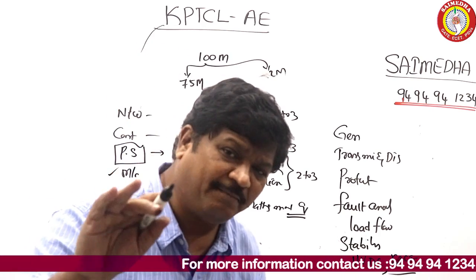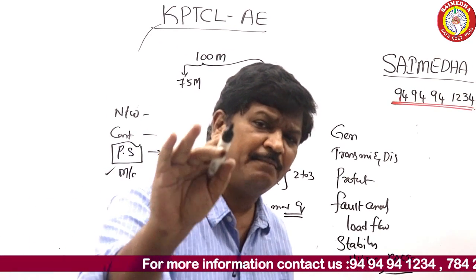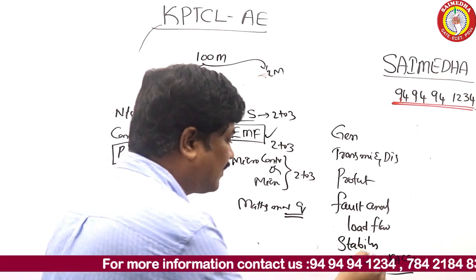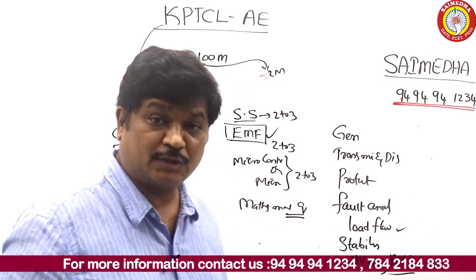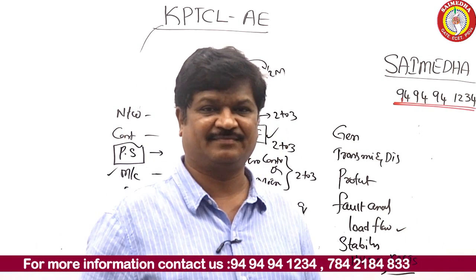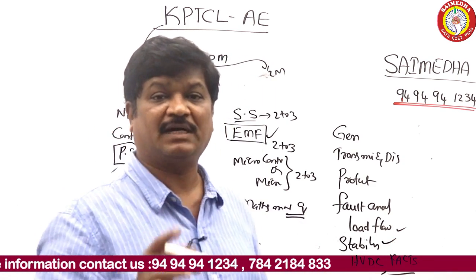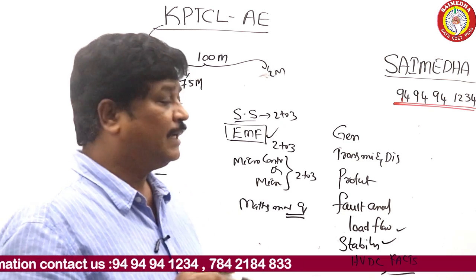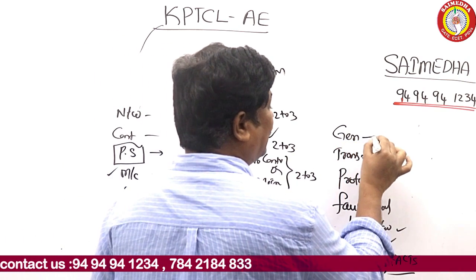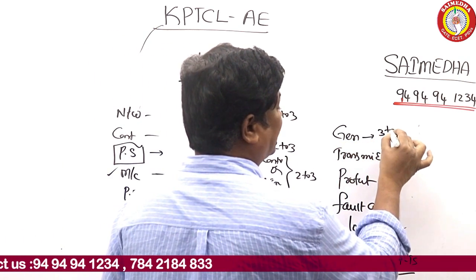If it is a GATE exam, there must be a compulsory question from the load flows. That too, 2 to 3 marks. Question from stability also will be there. But whereas here, in the generation, they will ask 3 to 4 questions at least.